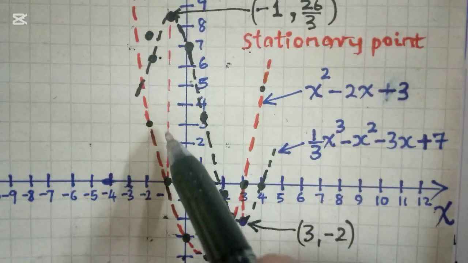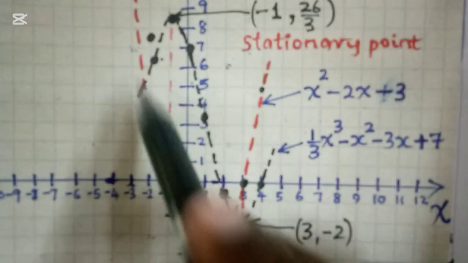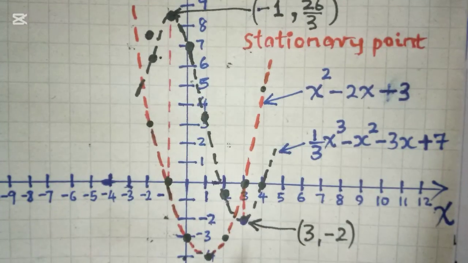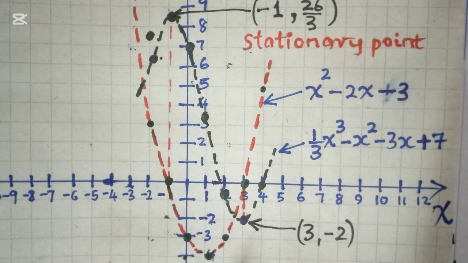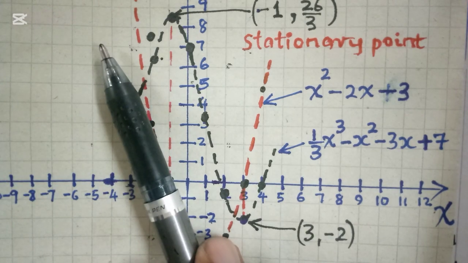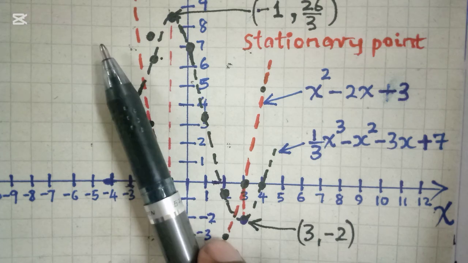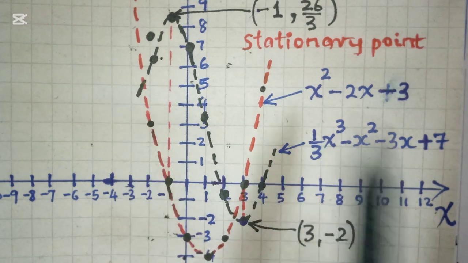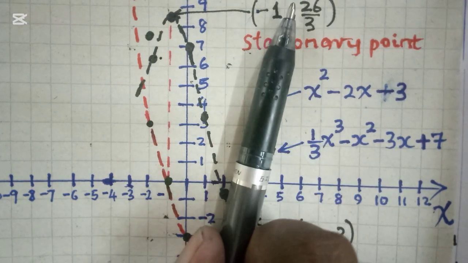So that's what I was investigating when I was drawing this graph. I have not drawn the second derivative, but by just looking at it, this one will give us a negative result, and this one will give us a positive result.